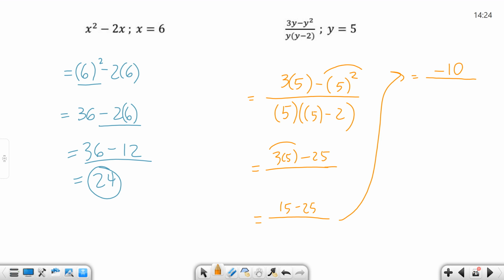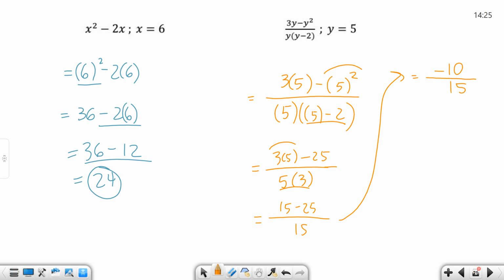And then in the denominator, I have work to do inside here. This parenthesis doesn't mean anything, but the other one does. So this is really going to be 5 times (5 minus 2), which is 3. Right, 5 minus 2 is 3. And then what is 5 times 3? 15. And we're just going to bring the 15 over here. So negative 10 over 15.